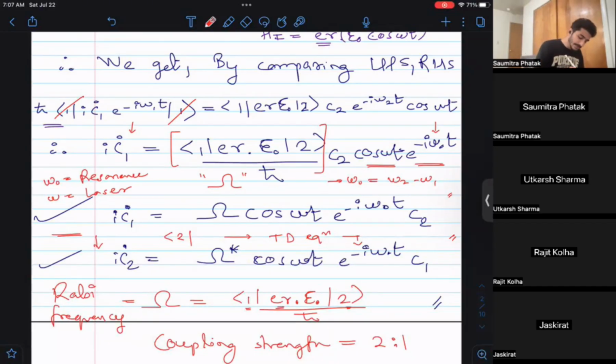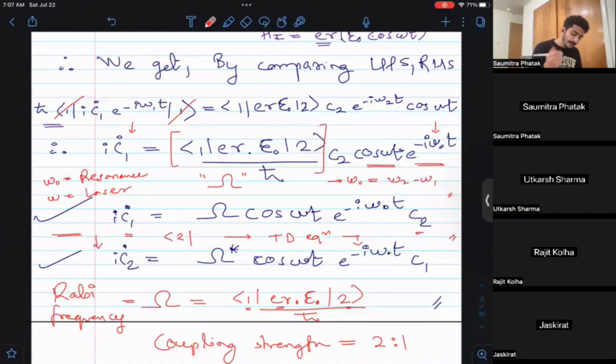What do we mean by coupled equation? On the left hand side there is C1, and on the right hand side there is C2. The time derivative of C1 depends on C2, and the time derivative of C2 depends on the C1 coefficient. So you have two coefficients which are unknown, two unknowns which are coupled to each other. That's why these two are coupled first order differential equations, because the time derivative is first order.